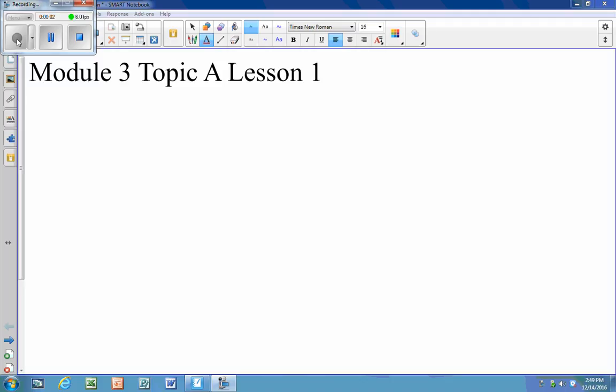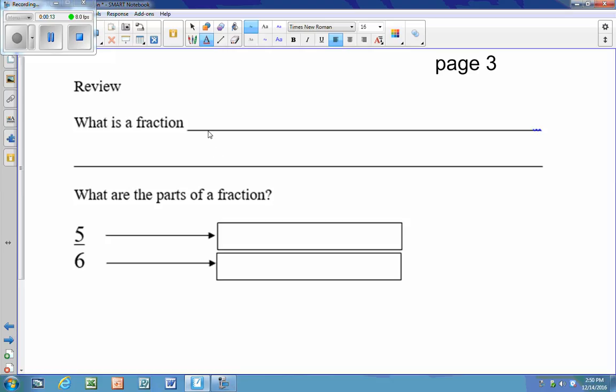We're now starting Module 3, Addition and Subtraction of Fractions, starting with Topic A, Lesson 1, which has to do with equivalent fractions. So first thing is, what is a fraction? We have to remember that fractions are pieces of a whole. An equal piece of a whole. We need to know what the whole is, and the pieces must be equal.